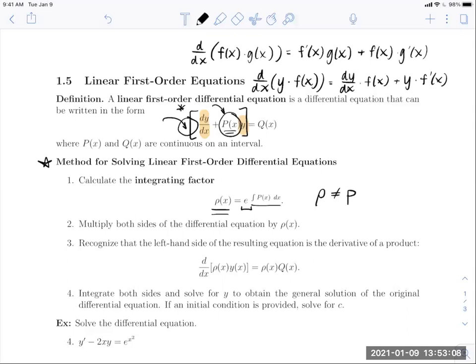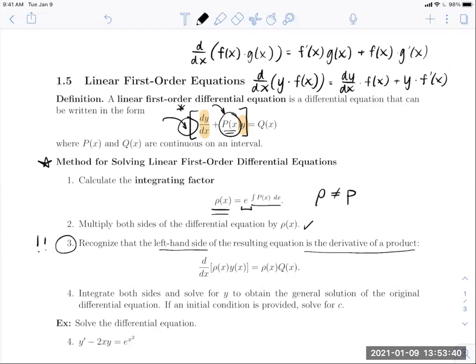We're doing this very carefully so that when we multiply through by this integrating factor, we see that product rule occurring. Once we find our integrating factor rho of x, we multiply both sides of the equation by it, so that we're not changing the integrity of the equation. Then we recognize that the left-hand side of the resulting equation is the derivative of a product.